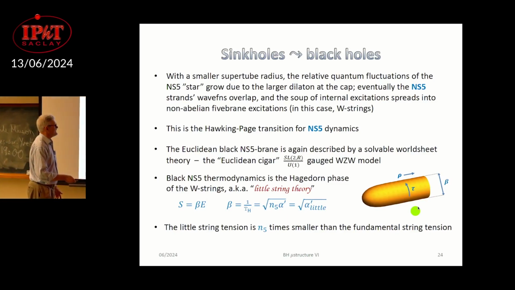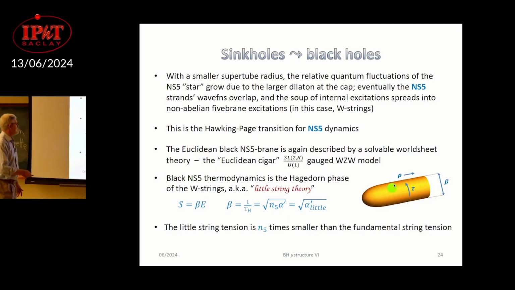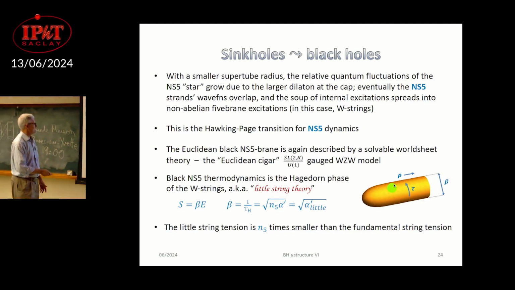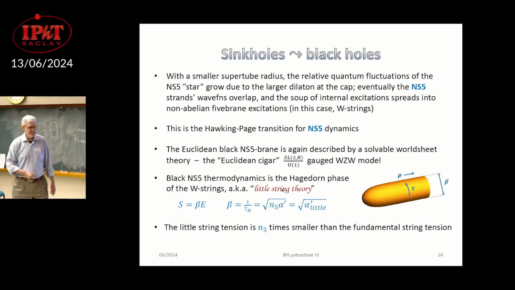The fact that the throat has a radius square root of N5 is a statement that the equation of state of black fibranes is a Hagedorn equation of state, but not with an inverse tension which is the fundamental string tension. It's something called the little string tension, which is N5 times smaller than the fundamental string tension.